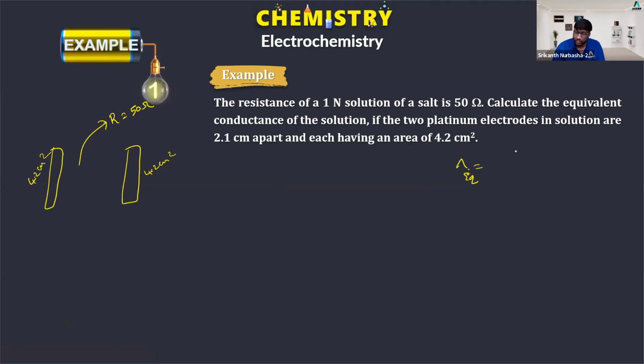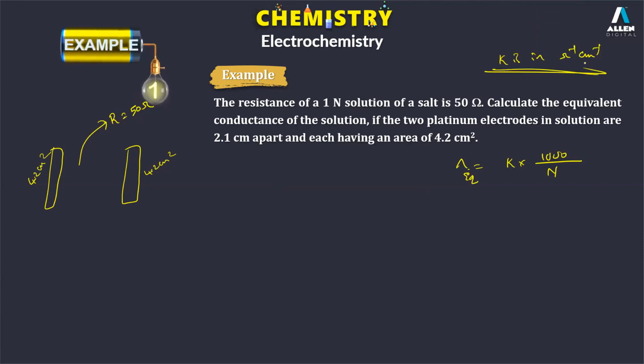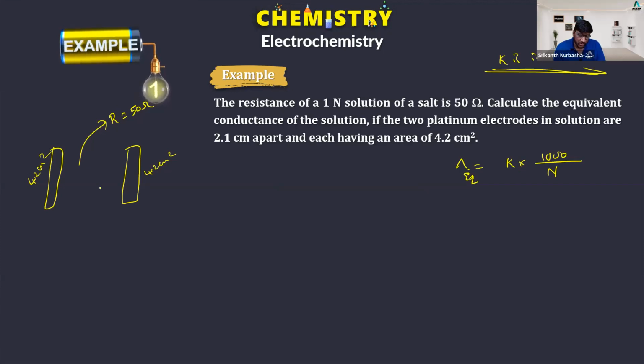They are talking in terms of centimeters. So equivalent conductance is equal to K into 1000 divided by normality. This is the formula, and K is in ohm inverse centimeter inverse. Between these two electrodes there was some solution, separated by 2.1 centimeter. Area and length are given, so I can use the direct formula. R is equal to rho into L by A. So 1 by rho is equal to 1 by R into L by A. 1 by rho is nothing but conductivity, K.